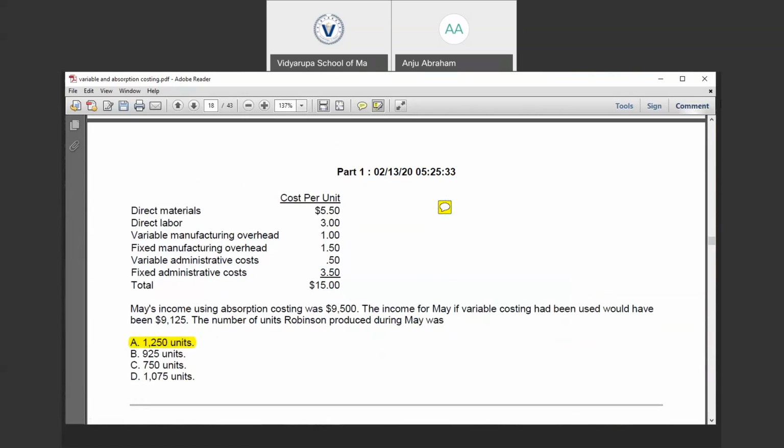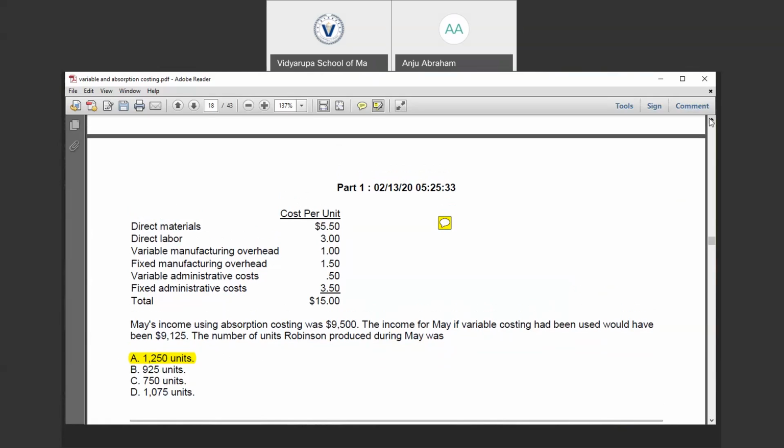So once more, this question is a little bit tricky, but it is very easy to compute. We are given the cost data, our sales level is provided, and the income under both absorption costing and variable costing is provided. What we are asked is to find the production level. So let's compare: absorption costing income is more than the variable costing income by $375.